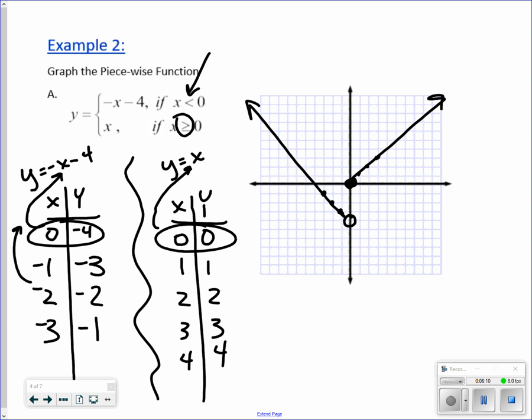Now, one thing I want to make sure I talk about here is the open and closed circle, because I felt like I maybe didn't talk about that well enough. So the domain for the first one, the top one, is x is less than 0. So even though I'm starting off with 0, this one would be an open circle because there's no equal to line. And the bottom one is x is greater than or equal to 0. So that's why this one is a closed circle, because there's an equal to line.